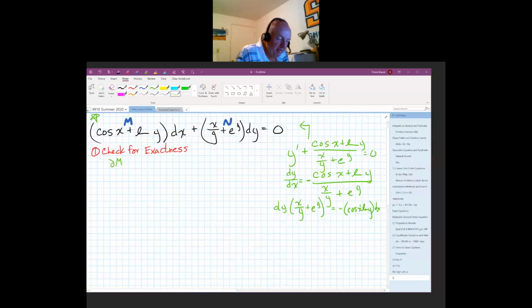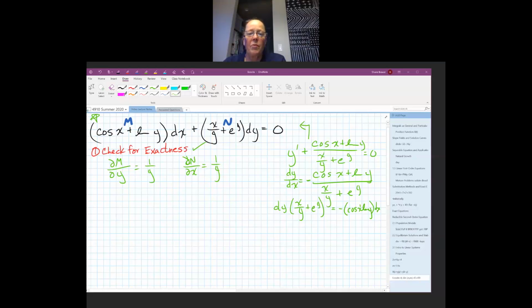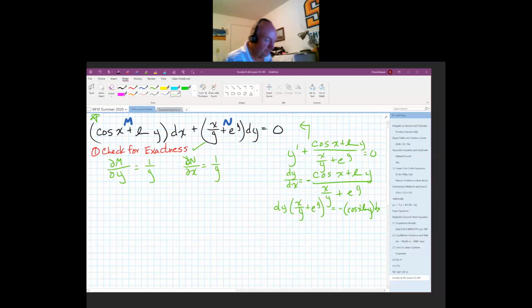So the partial of M, and this is how I will always remember it, is whatever this function is with the dx, you're taking the partial of that with respect to y. You just have to remember you're taking the partial with respect to the other variable. So the partial with respect to y is going to be the cosine x is a constant, so it disappears, equals 1 over y. And then the partial of N with respect to x is going to be 1 over y, and then e to the y is a constant, so it disappears. Those two things are equal, so check. It's an exact equation.